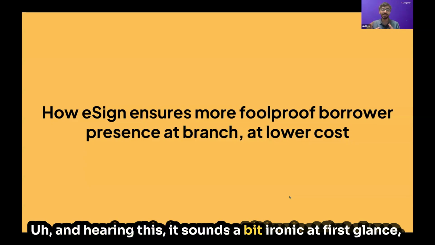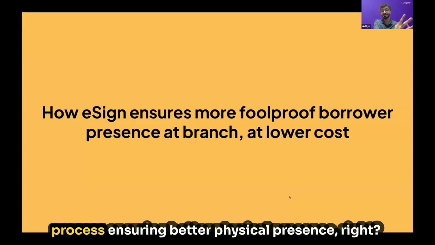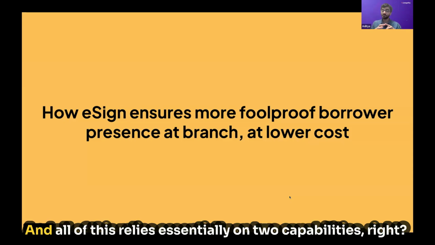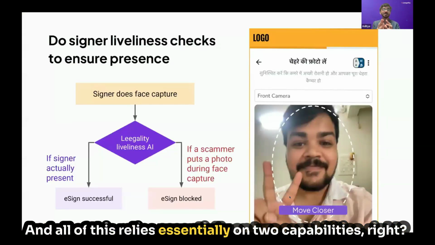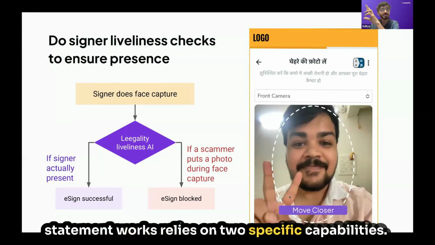Hearing this, it sounds a bit ironic at first glance, because how exactly is a digital process ensuring better physical presence, right? How this slightly counterintuitive statement works relies on two specific capabilities.